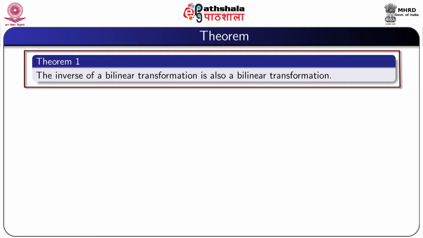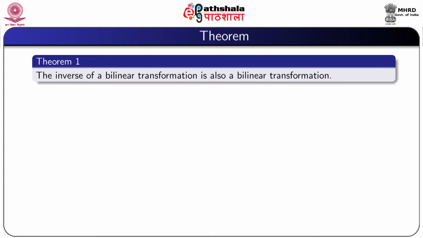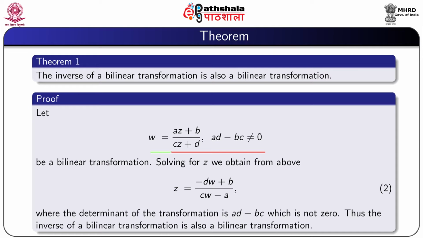Now, we prove a result. The inverse of a bilinear transformation is also a bilinear transformation. Let w = (az + b)/(cz + d), ad minus bc not equal to 0, be a bilinear transformation. Solving for z, we obtain z = (minus dw + b)/(cw minus a), where the determinant of this transformation is also ad minus bc, which is not 0. From this we can say that the inverse of a bilinear transformation is also a bilinear transformation.